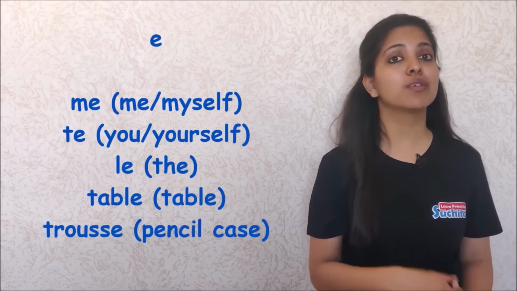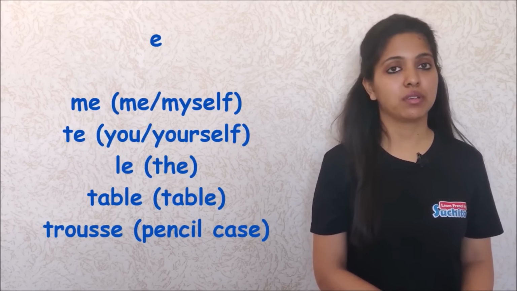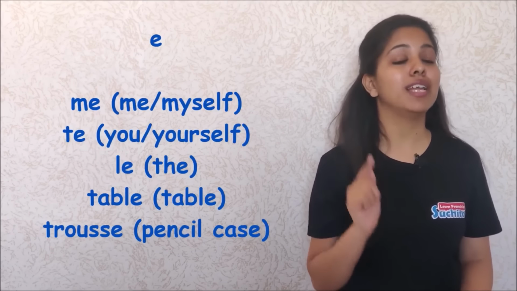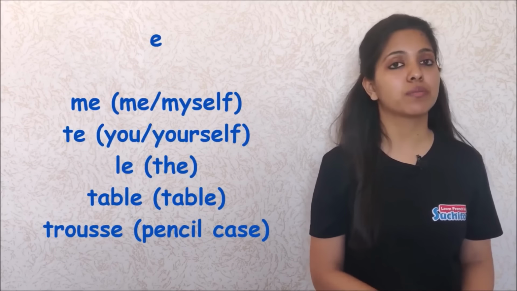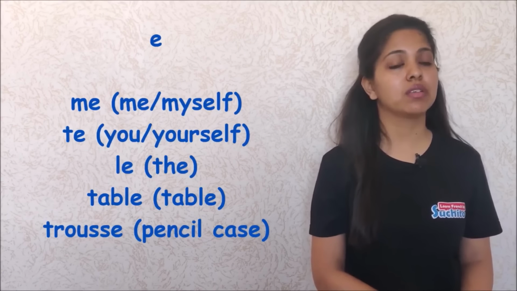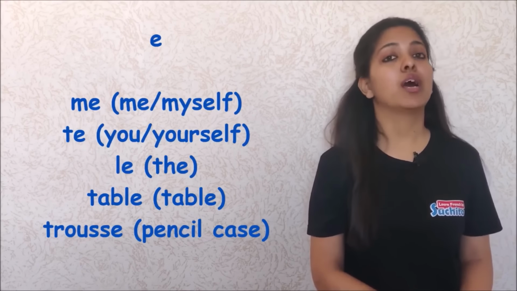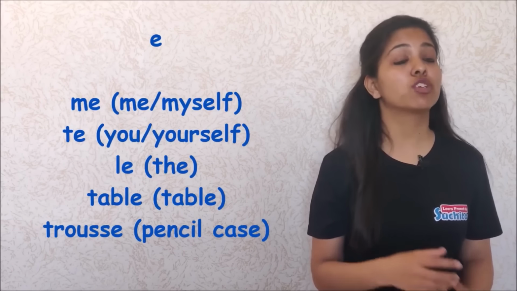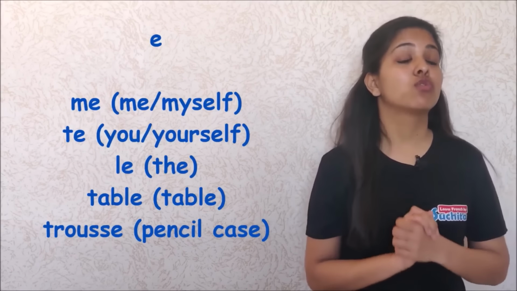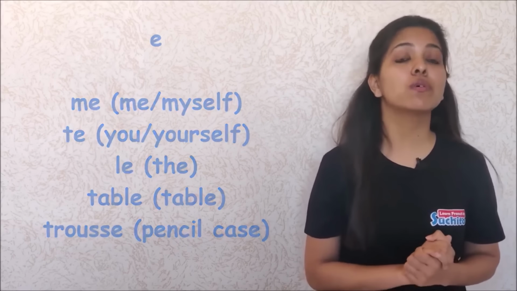Le, which means the. Now, table. If you see, the last letter in table is E, but we don't pronounce it. So, table, which means a table. Now, trousse, which means a pencil case. So, trousse also has E at the end, but it is not pronounced.